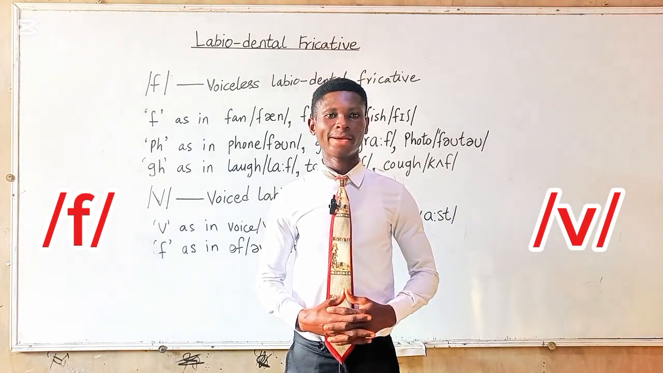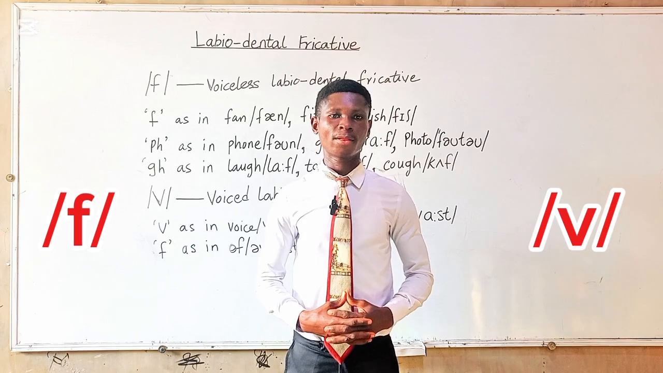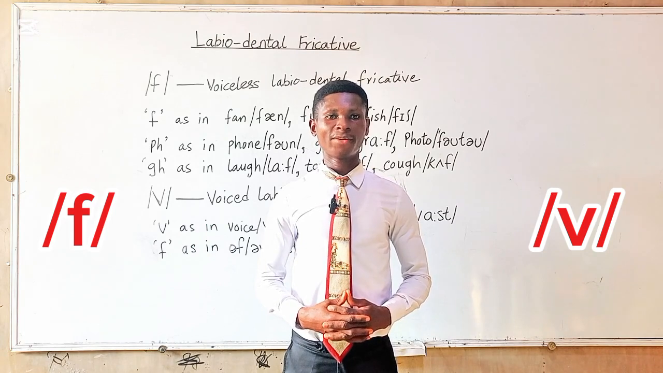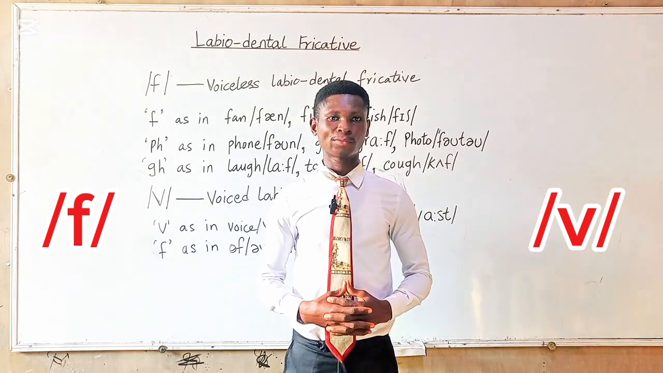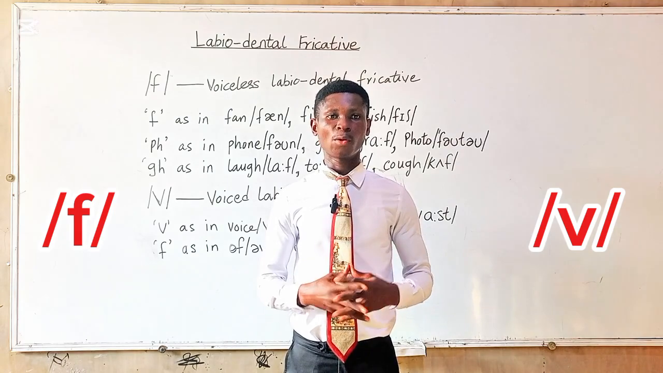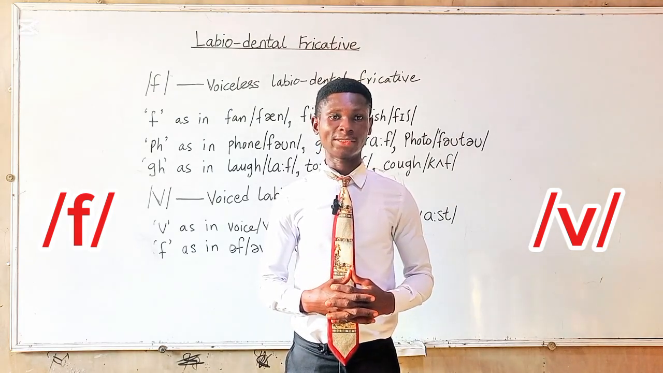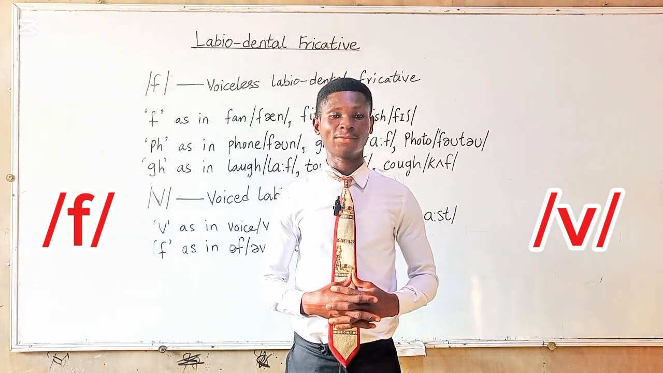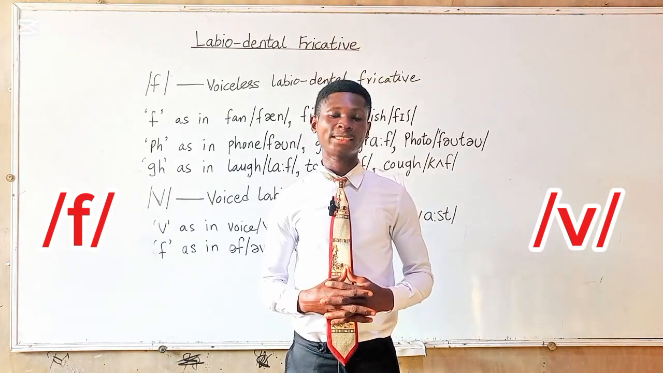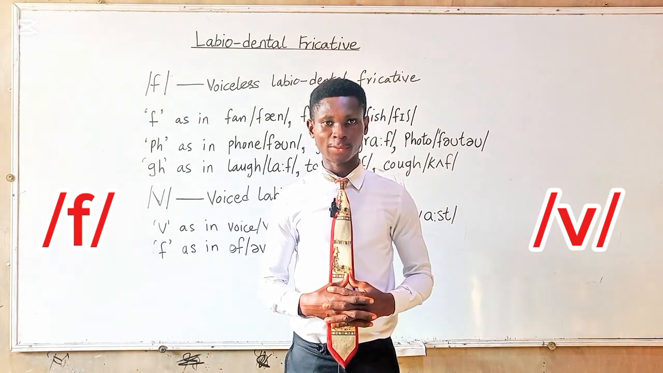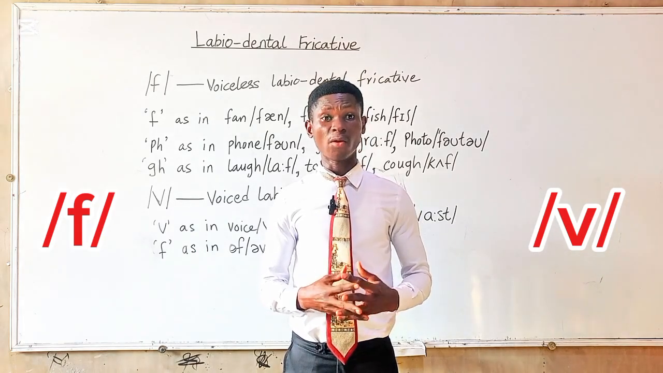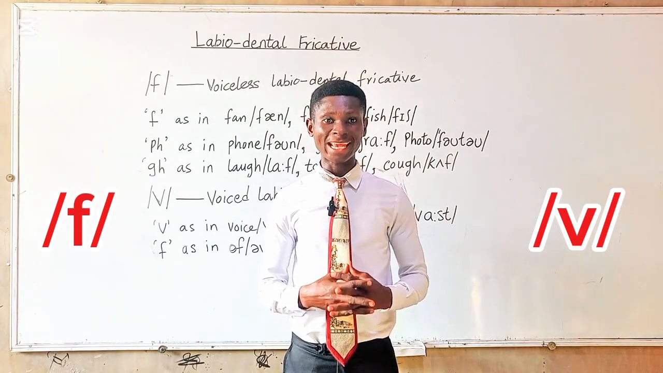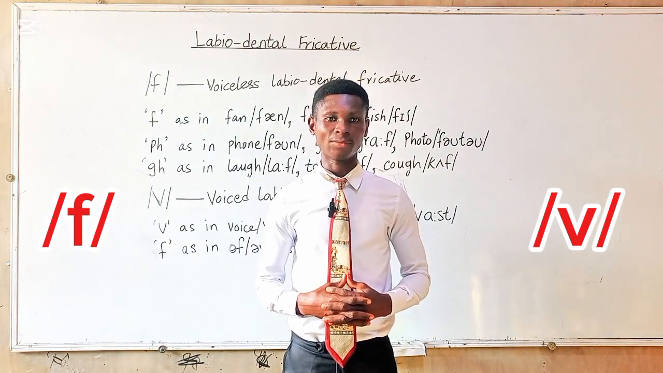I want us to further consider the fricative sounds of the English language, particularly the labiodental fricative sounds. Remember, fricative sounds make hissing sounds or sibilant sounds. So one class of the sibilant sounds is what we want to consider today, known as the labiodental fricative. We have two labiodental fricative sounds in English. They are so named because of the organs of articulation involved in the realization of the sound.